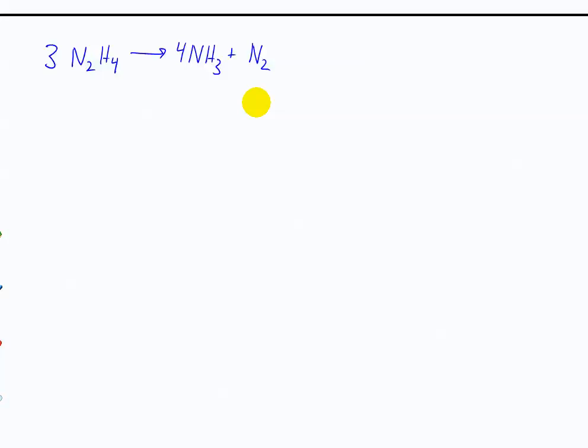Now I'm going to give you a couple different quantities here of hydrazine, which is the reactant on the left. And I want you to tell me how much in the same unit each of the molecules on the right form from the reaction. So in other words, if I start with 2.6 moles of hydrazine, how many moles of ammonia do I make, and how many moles of nitrogen do I make? And then, next, if I start with 15.2 grams of hydrazine, how many grams of ammonia and how many grams of nitrogen?